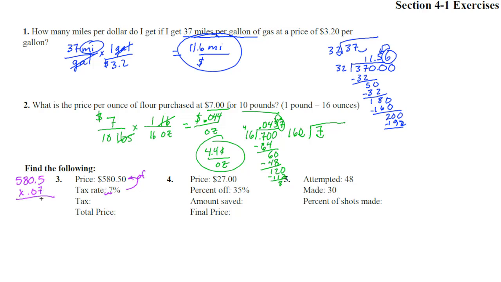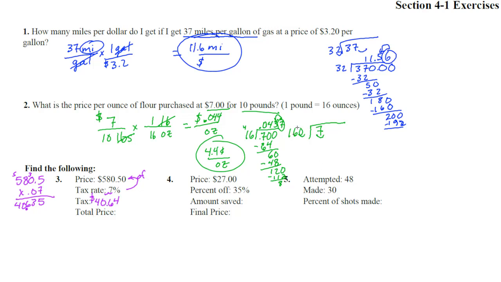Okay, so 7 times 5 is 35. Carry the 3. 7 times 0 is 0, plus 3 is the 3. 7 times 8 is 56. And 7 times 5 is 35, plus that 5 is a 40. And there's 1, 2, 3 digits behind the decimal place. So the tax is $40.64 if we round correctly with the nearest penny.